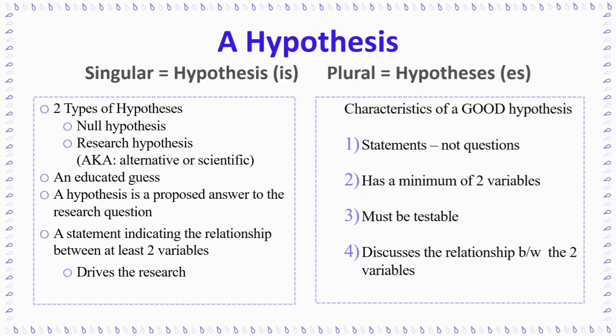Characteristics of a good hypothesis are going to be, like I said earlier, statements and not questions. They have a minimum of 2 variables. They have to be testable, and they discuss the relationship between the 2 variables. So keep that in mind, because you're going to be writing some hypotheses whenever you are writing research or a research proposal, research paper. You're always going to talk about the hypotheses, and whenever you run statistics, you will always, always talk about the null hypothesis.